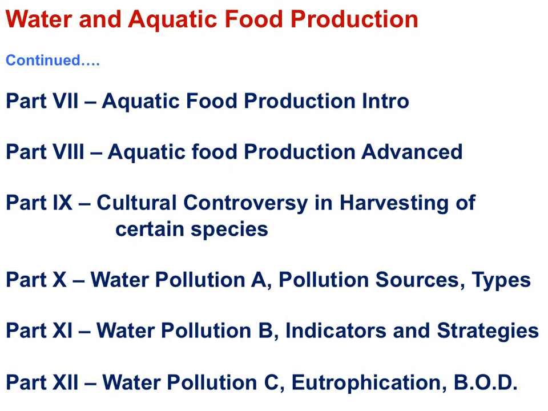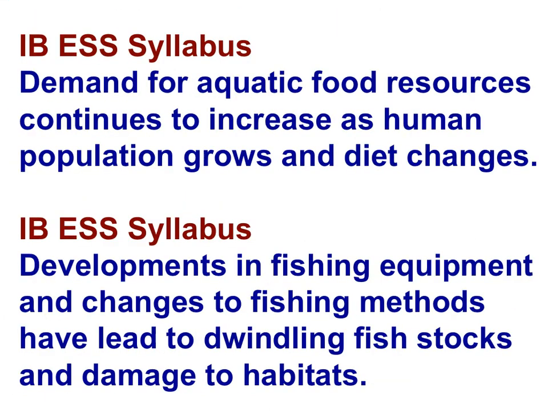This movie is focused right here, and while this will focus on aquatic food production, I want to start with a review of Part 7, the dwindling ocean fish stocks. Here are two IB syllabus statements that I covered in Part 7. Let me review dwindling fish stocks as a lead-in to the strategies that mitigate the unsustainable exploitation of aquatic systems.